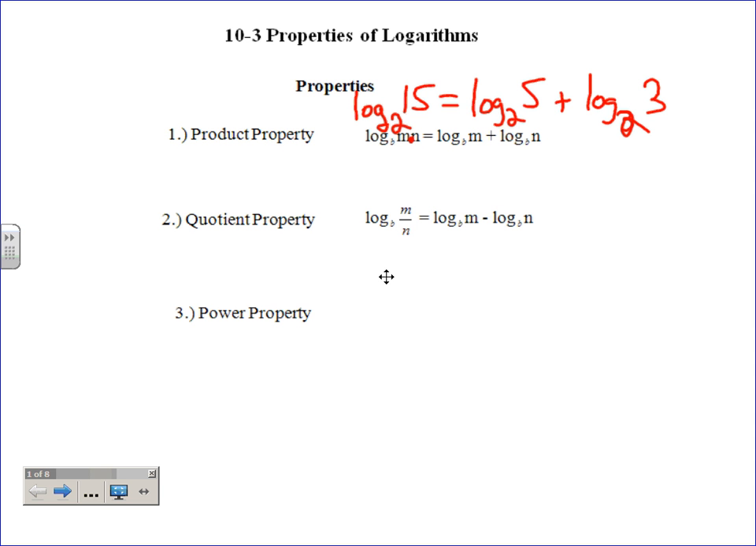Once again, it is log base b, so it means it can be any base of m divided by n. So that's if you have just one log and you want to split it to 2, it becomes log base b of m, log base b of n, and then you do have to subtract. And it is pretty much top minus bottom. Does that make sense how I say that? It's whatever's on top minus whichever one's on the bottom.